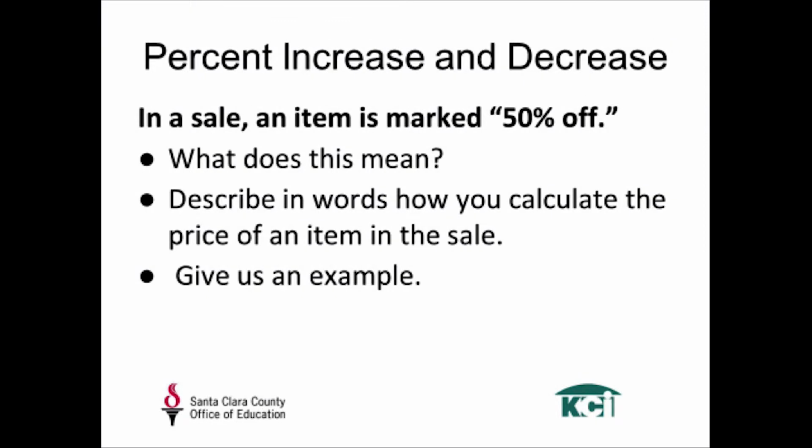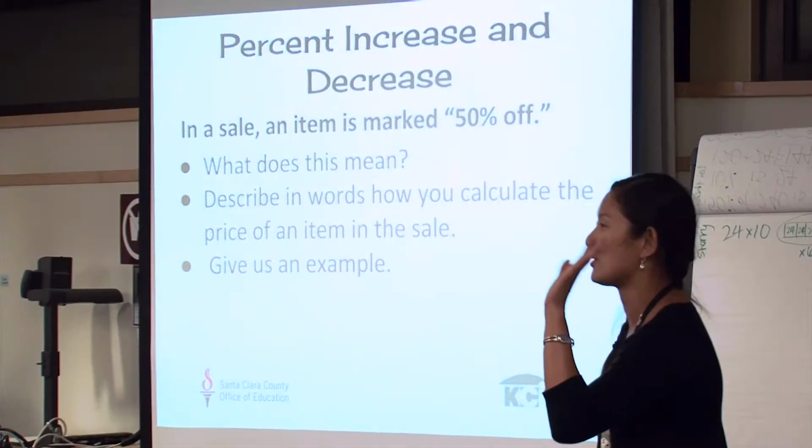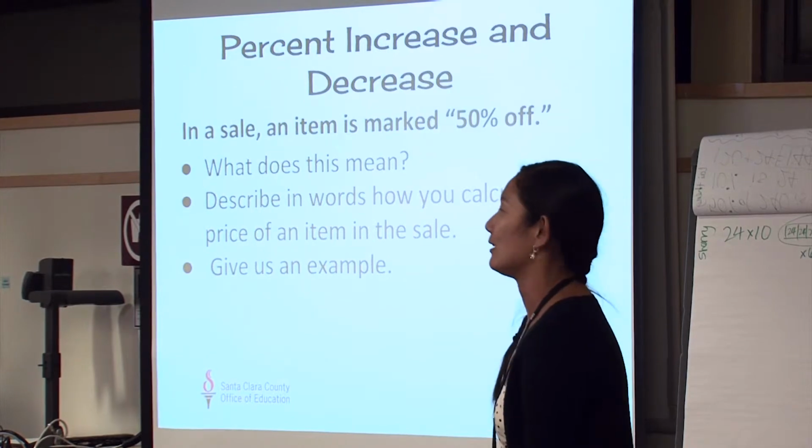In a sale, an item is marked 50% off. What does that mean? And describe how you would calculate it and give me an example. So, anyone want to do that really quickly? What does that mean to you?